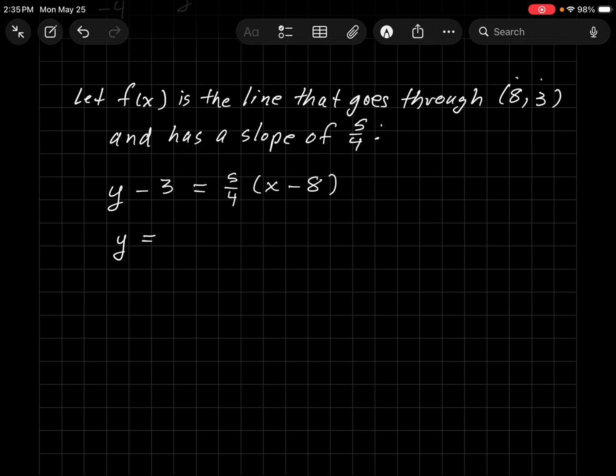Or y equals 5/4 x minus 5/4 times 8, which is going to be 10. It's 40/4. And then add the 3 from this side, which is going to give us y equals 5/4 x minus 7.